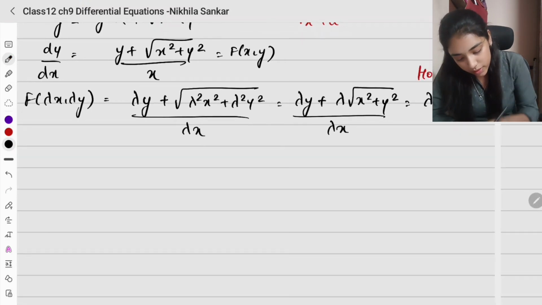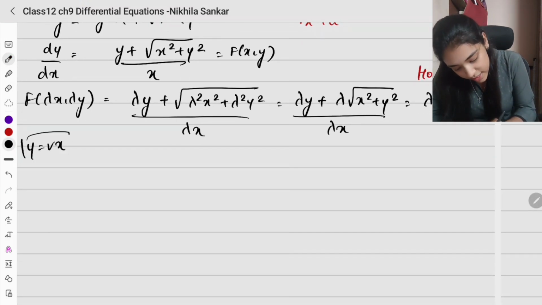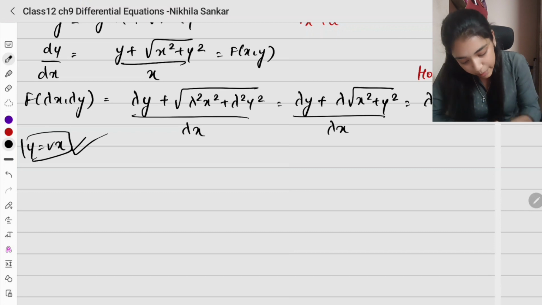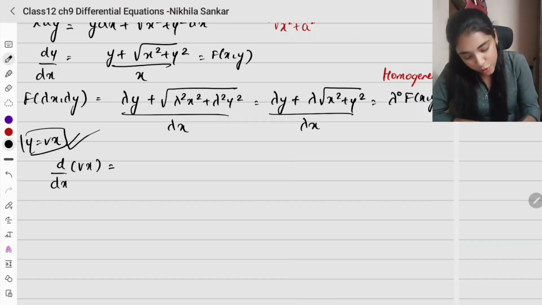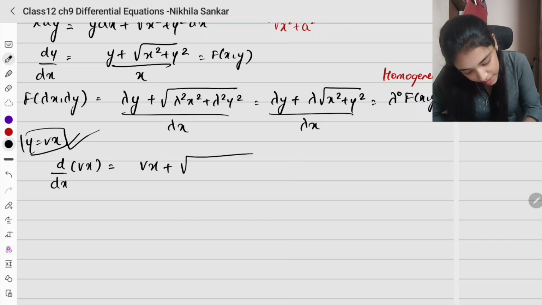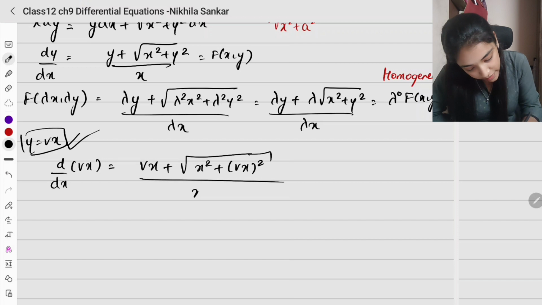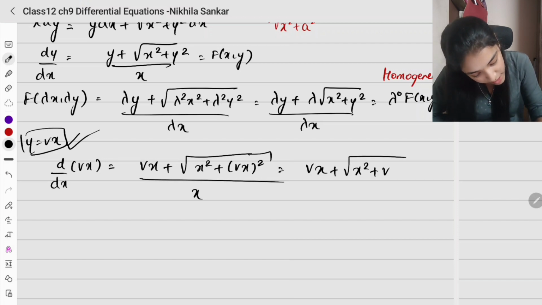Okay, now y equals vx. Substitution பண்ணலாமா? This is the most important step. d by dx of vx equals vx, substitute பண்ணலாமா? So y எங்க இருக்கு? vx plus square root of x square plus vx the whole square divided by x. So this is vx plus square root of x square plus v square x square divided by x.